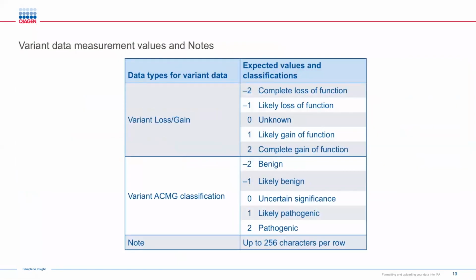And then there's also an option to analyze genetic variant data, so variants that are classified according to their loss or gain of function, and also those that are classified with the American College of Medical Genetics and Genomics classification, whether they are benign or pathogenic. And you can see here that we use categorical values for these interpretations. And the note option isn't a data type per se, but it does allow you to keep track of a molecule with your own notes. You can have up to 256 different letters or numbers for each one of those.